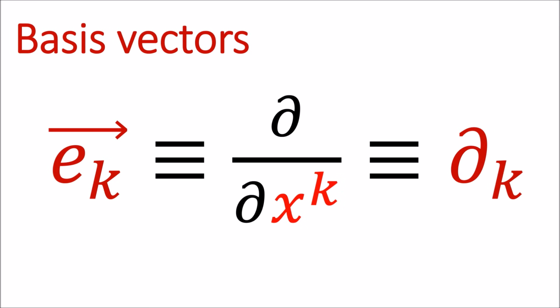Remember, we are going to think of derivative operators as actual vectors, and we might write the basis vectors using any of these three notations. All of these mean the same thing. These are all derivative operators that are also basis vectors.